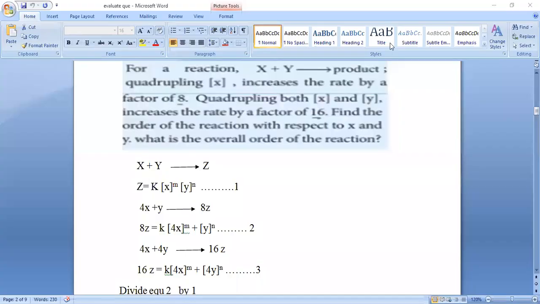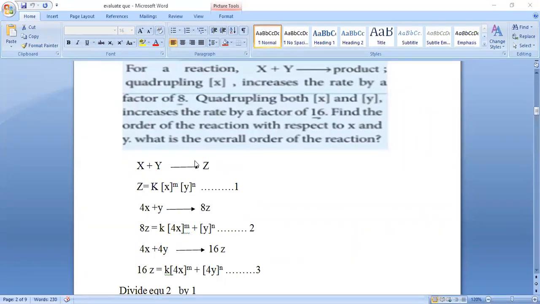A reaction X plus Y gives product. Quadrupling X increases the rate by a factor of 8. Quadrupling both X and Y increases the rate by a factor of 16. Find the order of the reaction with respect to X and Y. The overall order of the reaction is also asked in the question. What is the first equation given? X plus Y gives the product, and the product is given as Z here.